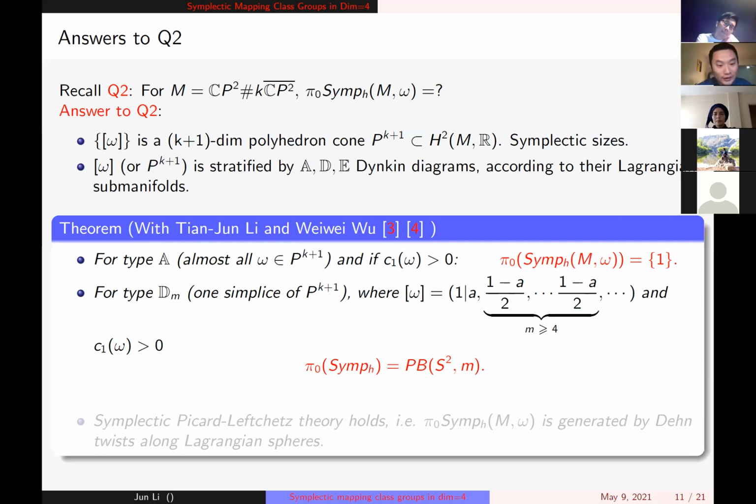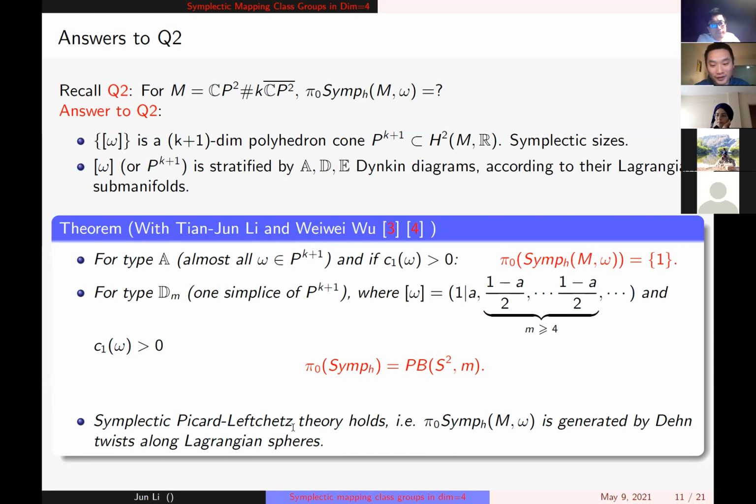Also, for those forms where we are able to compute the mapping class groups, we show that there is a parallel story, like a symplectic Picard-Lefschetz theory, meaning that this mapping class group is generated by square Lagrangian Dehn twists. Okay, so we sort of have some canonical generators.